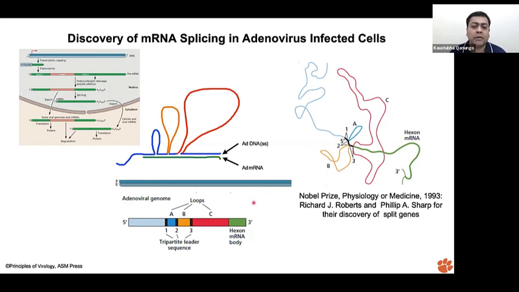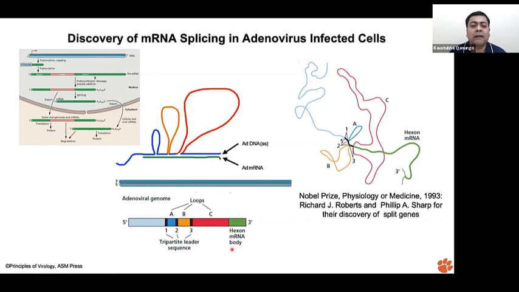And then Richard Roberts and Philip Sharp proposed that there are some untranslated regions, which they called introns, and these are spliced out to form the mature mRNA. You can see that you have these tripartite leader sequences, and these are the loops right here. That's basically the overview of how it happens. This is the hexon mRNA body, and these are the loops, which are not present in the mature mRNA.